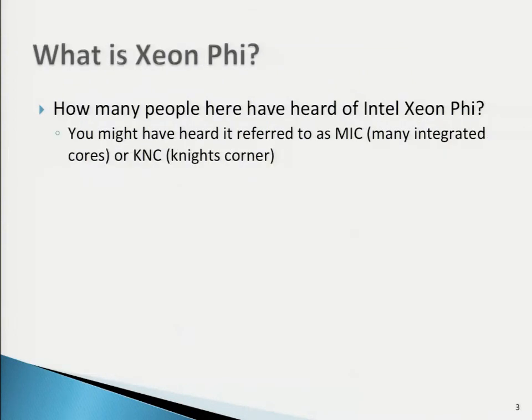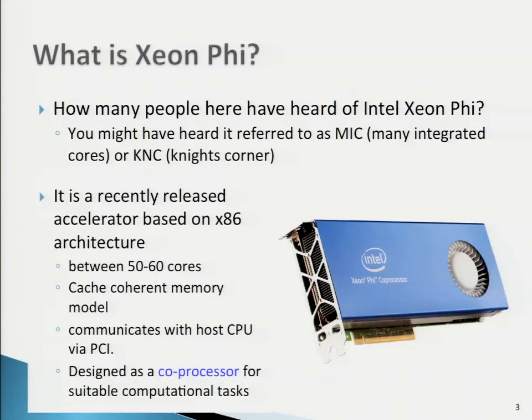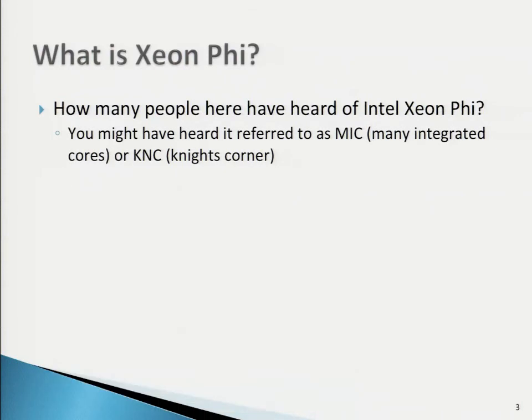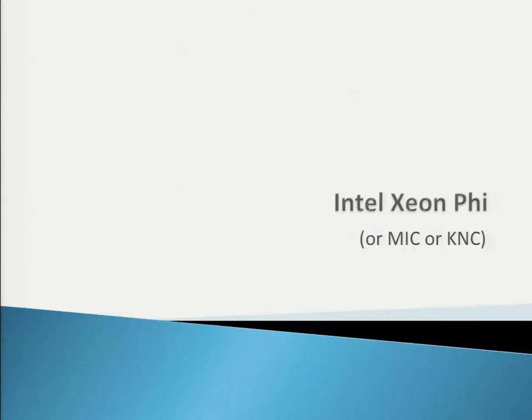So what is Xeon Phi? Who here has heard of it? It's also been called the MIC for Many Integrated Cores, or KNC for Knight's Corner. I think this is a much nicer name than Xeon Phi, but that's just my personal preference. How many people have heard of this architecture? Okay. Yes, certainly. So for the last little bit today, I'm going to be talking about an architecture called Intel Xeon Phi, which has been recently released.